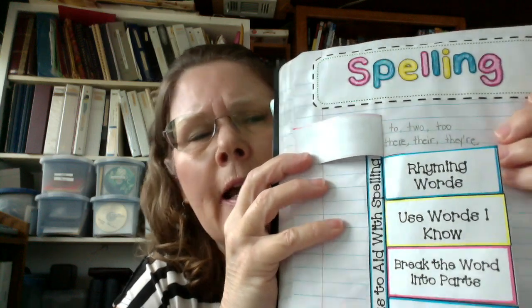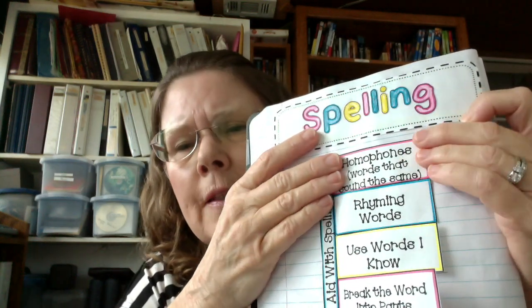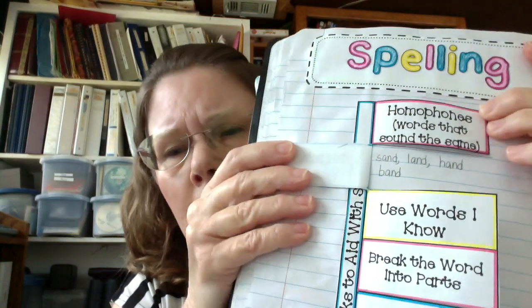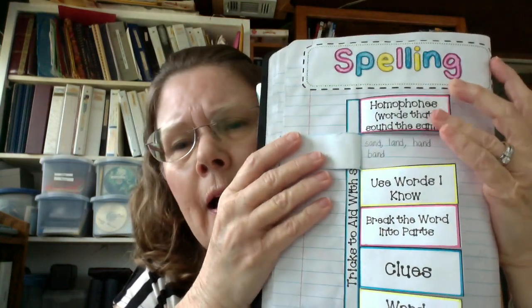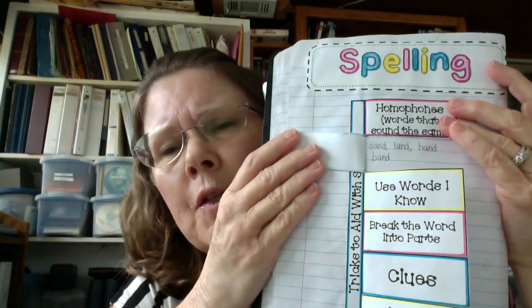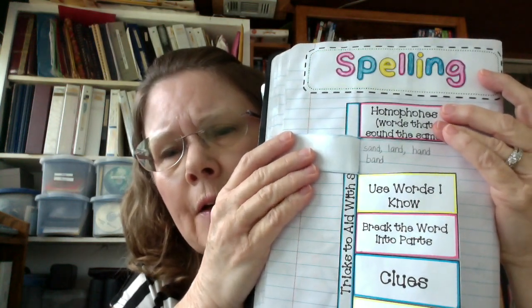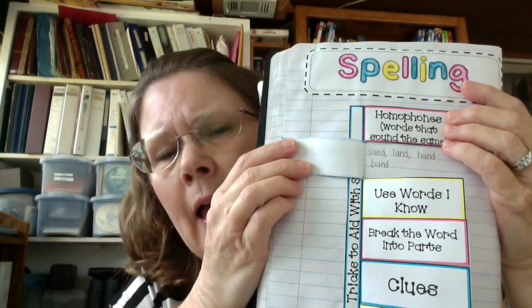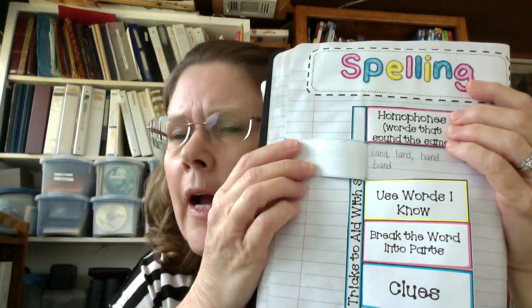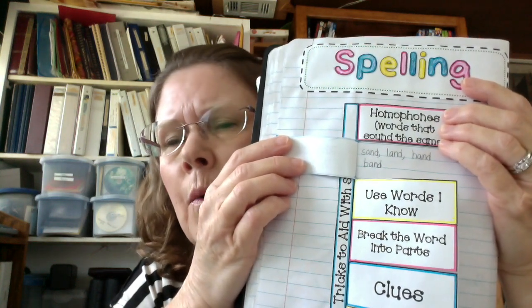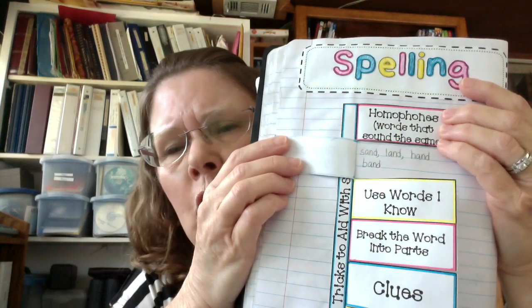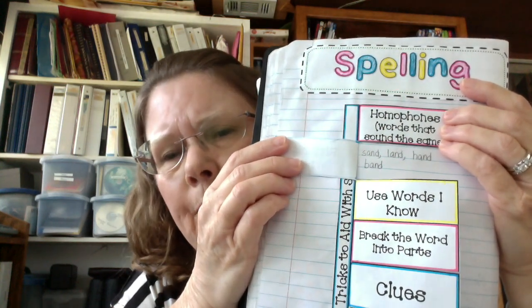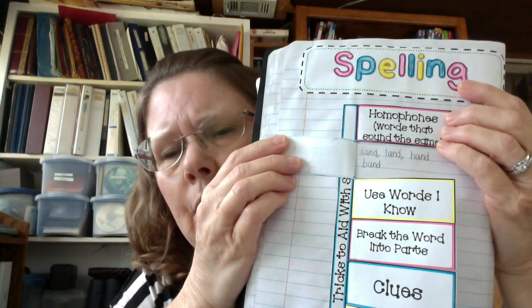Then we're going to go to our second flap. I'll close this up and I'll open this one up. Some words are just rhyming words. If you know one of the words, then you can probably find other words that are spelled exactly the same except for the first letter. Some of the words that I have put here are sand, land, hand, band. There's all kinds of rhyming words. If you can think of some other ones that end the same, you can write those too, or instead. These are just the ones that I have written.